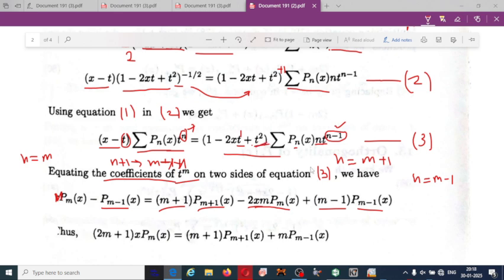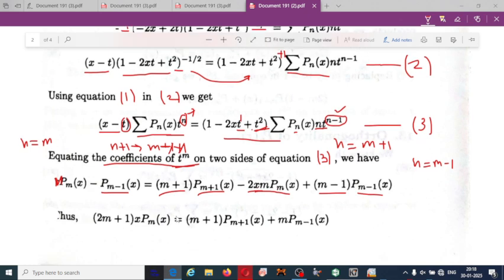Okay. So you should keep in mind, if you are equating the coefficient of t to the power m, then whatever the terms involved in equation 3, you should make it or reduce it to the t to the power m coefficient by substituting the n value. Then you will get the equation in terms of the coefficient of t to the power m.